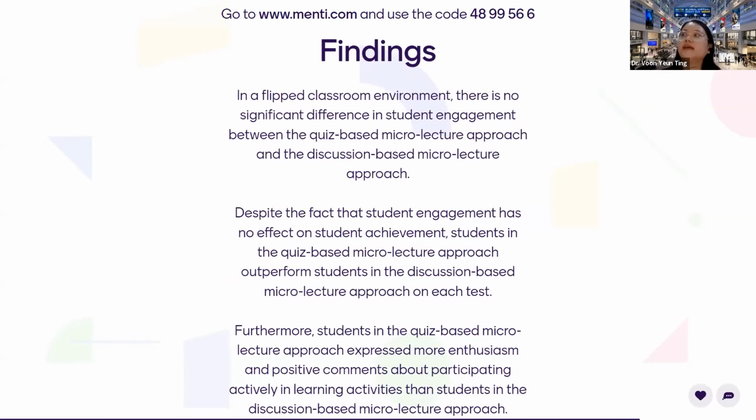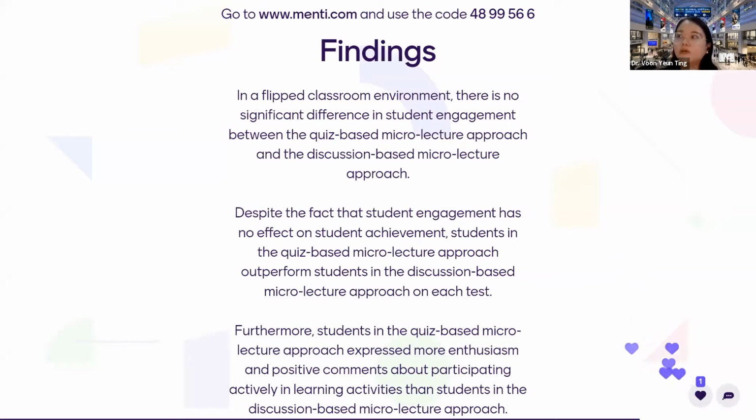Actually, the finding last time was a bit contradictory. In a flipped classroom environment, there was no significant difference in student engagement between the quiz-based micro-lecture and the discussion-based one. That means I could not find a significant difference. But this doesn't mean that my study failed, right? Because that means there may be some factors that affected my result. Despite the fact that student engagement had no effect on student achievement, the students in the quiz-based micro-lecture approach outperformed students in the discussion-based micro-lecture approach on each test.